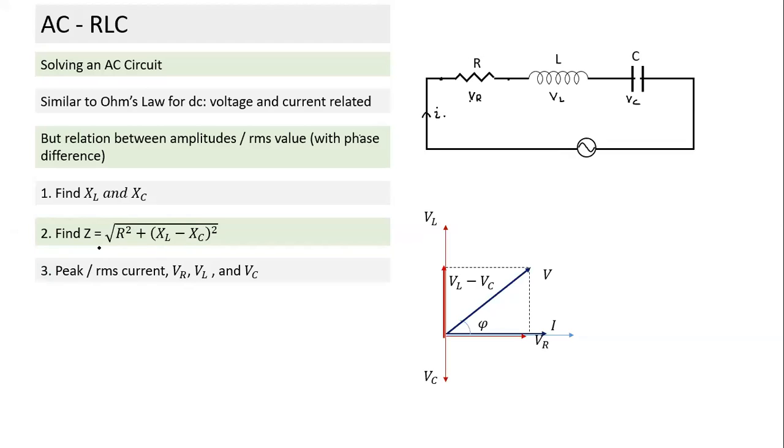Once we have the current value, VR will be equal to I into R, VL will be equal to I into XL, and VC will be equal to I into XC. So we can find out voltages. And once we have the R value and Z value, we can also find the phase difference, tan phi. This phase difference is between current and the voltage.